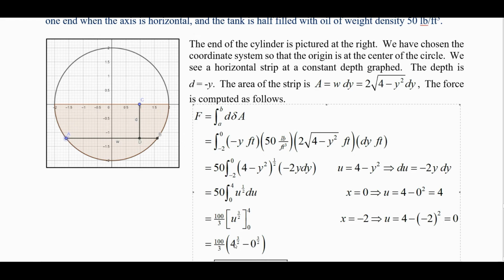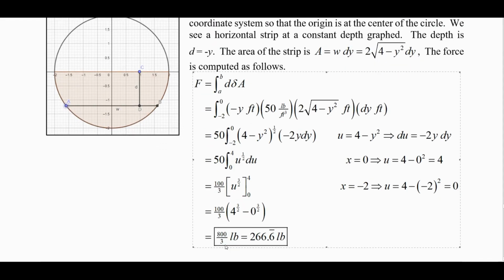So that's 0. 4 to the 1/2 is 2, to the 3rd is 8, times 100/3 is 800/3 pounds, or 266.6 repeating pounds. And that's the total amount of force on the end.